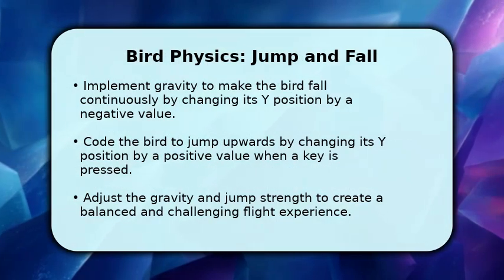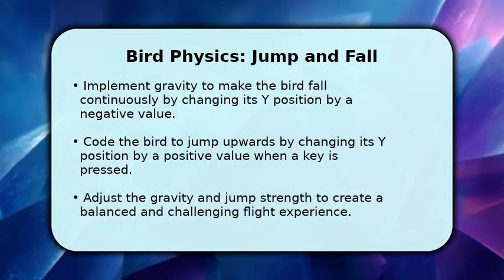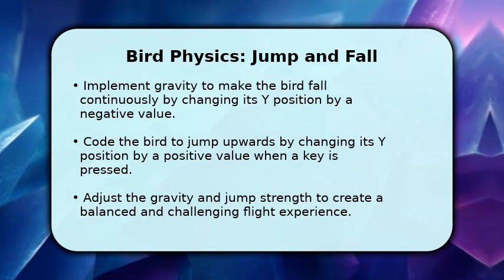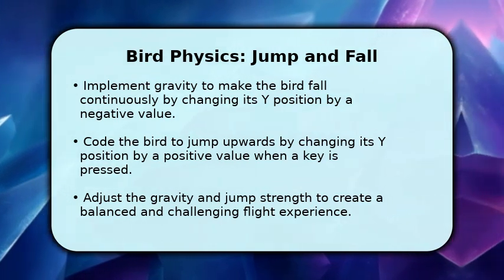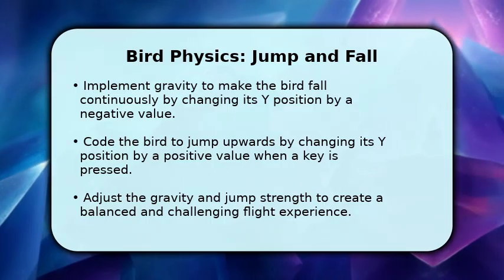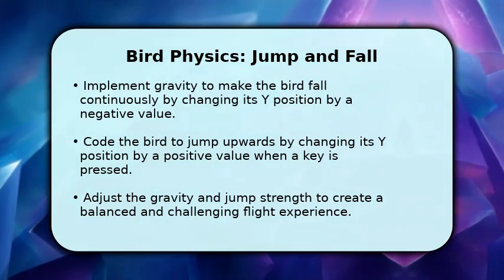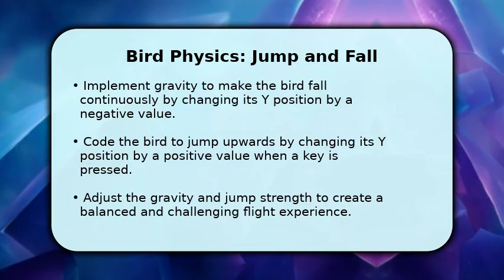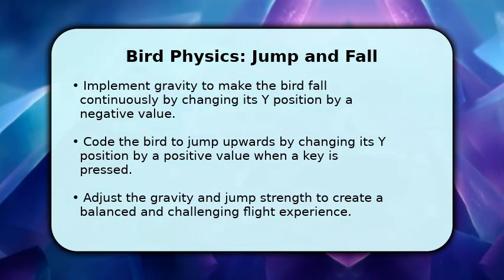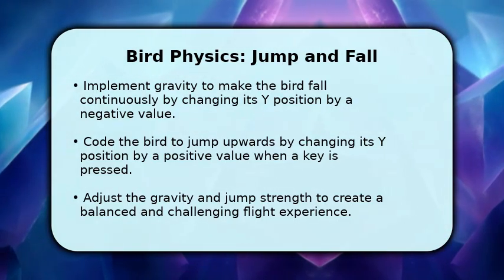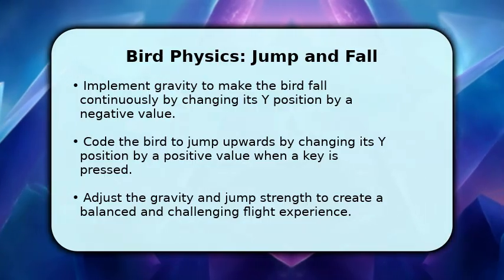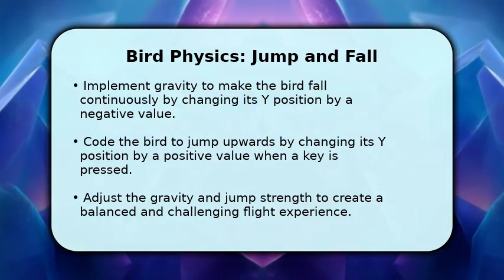Now, let's give our bird some realistic movement. We'll add gravity by continuously decreasing the bird's Y position, making it fall. Then, we'll program the bird to jump. When you press the space bar, for example, the bird's Y position will increase by about 10 to 15 units, giving it an upward flap. You can fine-tune these values to get the perfect feel for your game.